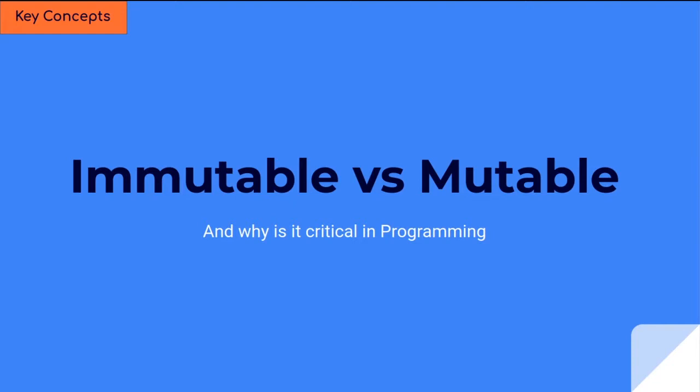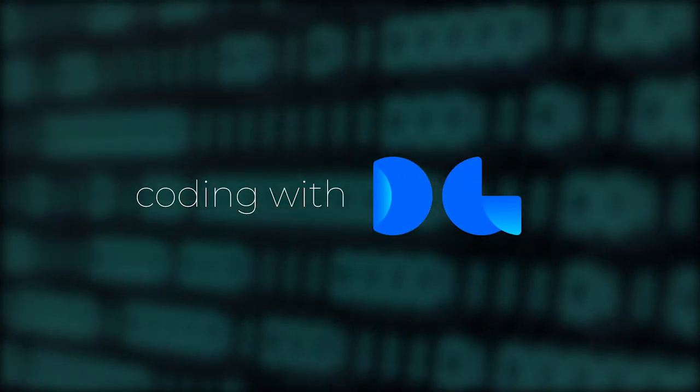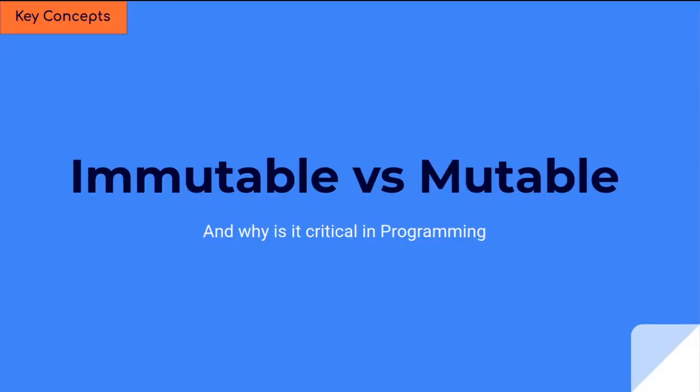In this video, we are going to talk about immutable versus mutable and why this is critical in programming. This is a really key concept that applies to all environments in computer science. And let's start with why this is so critical.